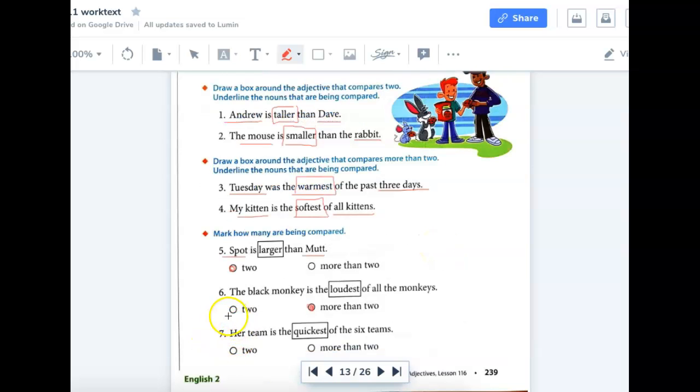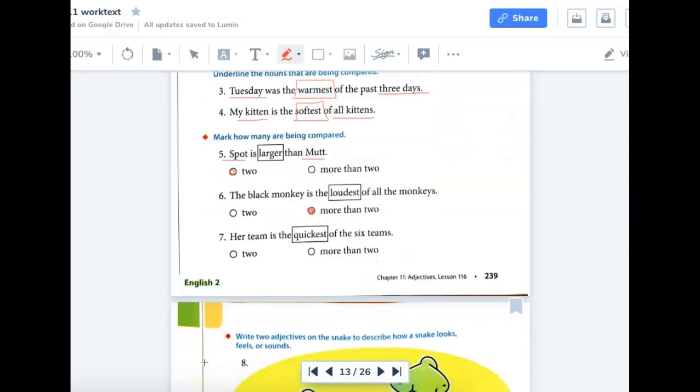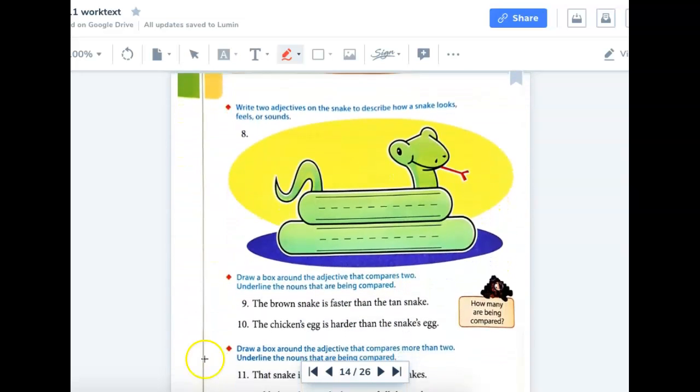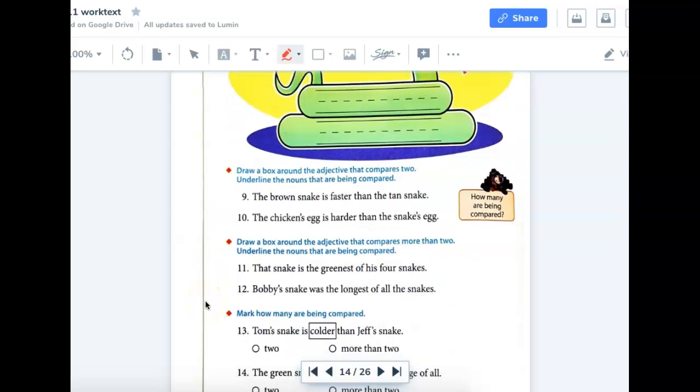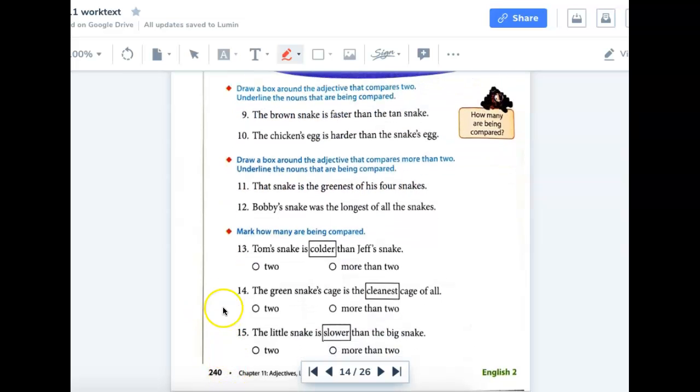I want you to finish number 7 on your own. For number 8, you're going to write 2 adjectives on the snake to describe how a snake looks, feels, or sounds. So think of any kind of snake and write 2 adjectives to describe that snake. Number 9 through 15 is the same as the front page.